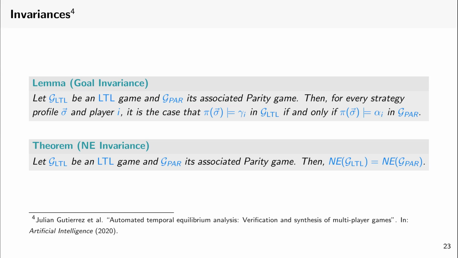So we have these two invariances. The first one is goal invariance. So for player i and a strategy profile sigma, if the goal of player i is satisfied in the original game, then it's also satisfied in the parity game, and vice versa. And we also have Nash equilibrium invariance, which says essentially the set of Nash equilibria in the original game corresponds exactly to the set of Nash equilibria in the parity game.